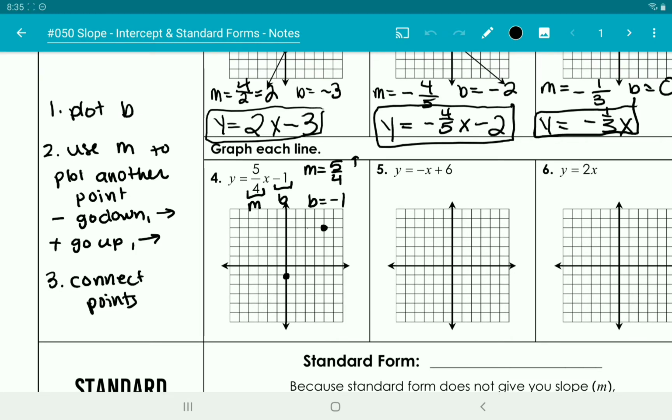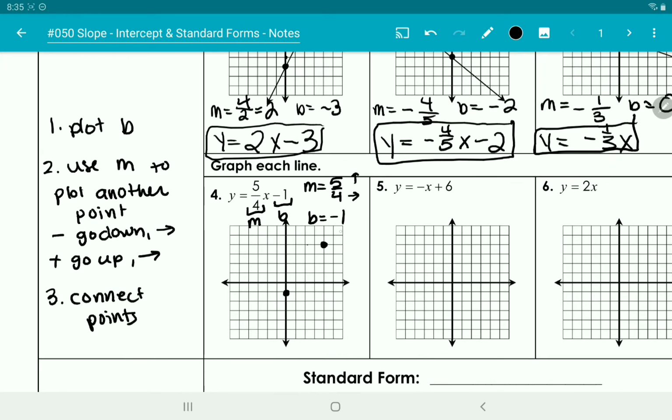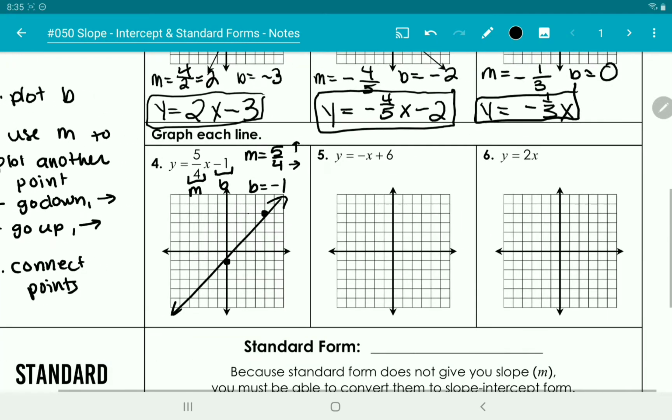So you go up however many is on top, or down if it's negative, and then you go right however many is on the bottom. Okay, and then now that we've got those, you just have to connect the line. It doesn't have to be perfect, that's fine.